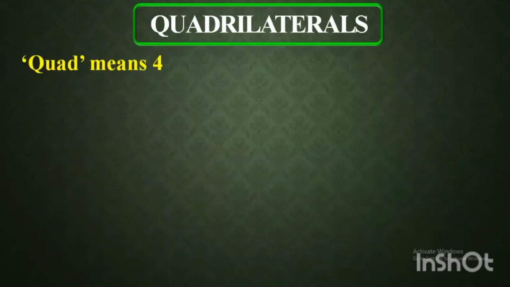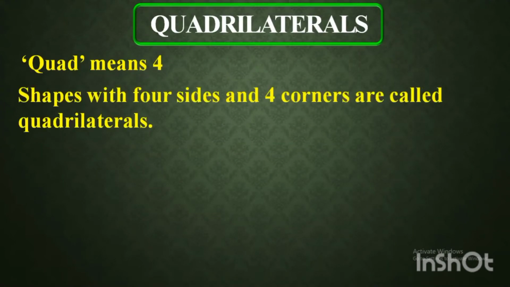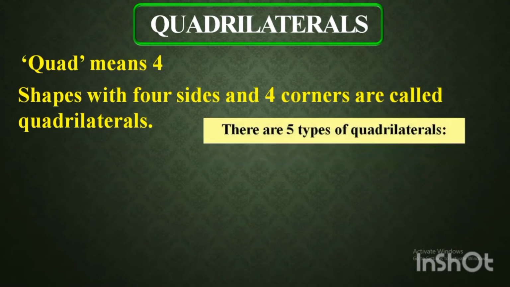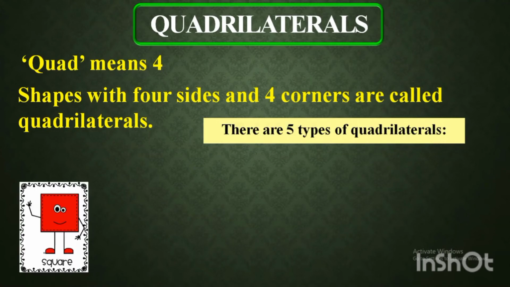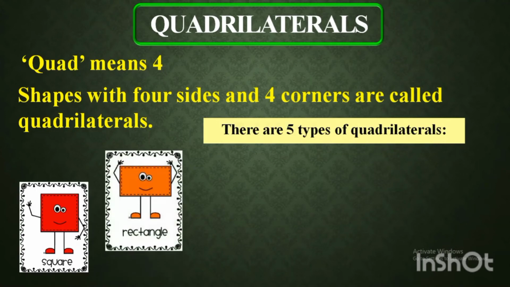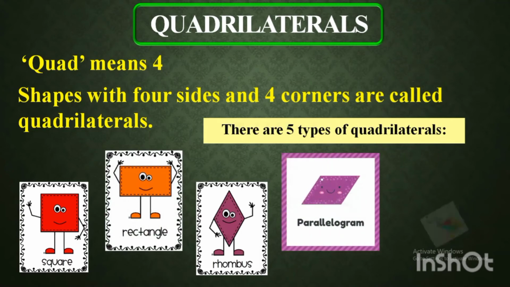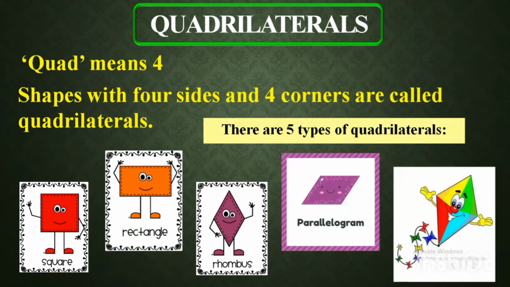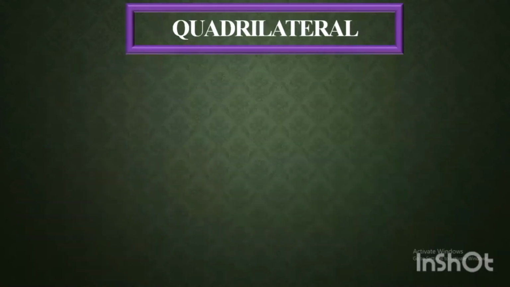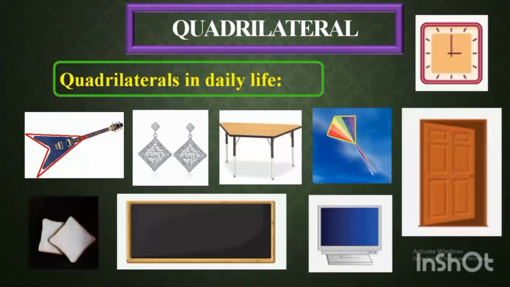Quadrilaterals. Quad means four. Shapes with four sides and four corners are called quadrilaterals. There are 5 types of quadrilaterals: square, rectangle, rhombus, parallelogram, and kite. Here are some examples of quadrilaterals from our daily life.